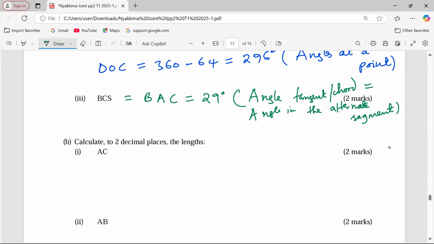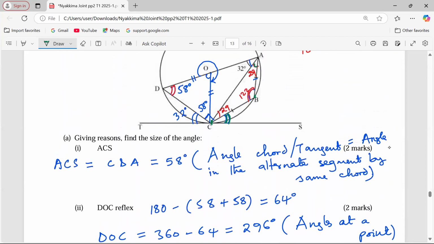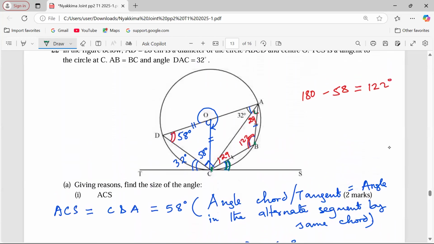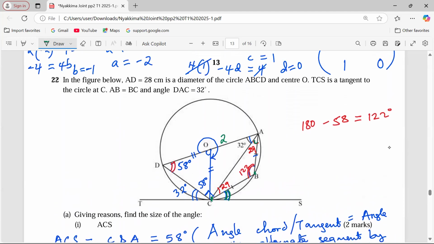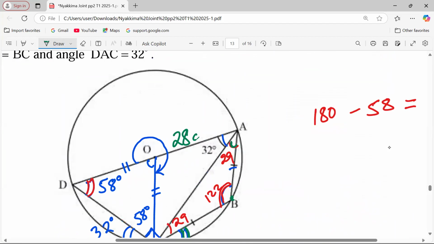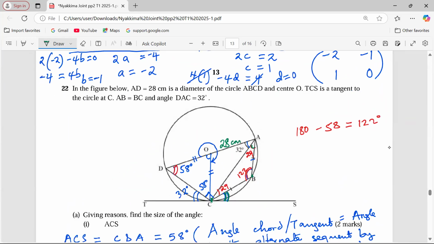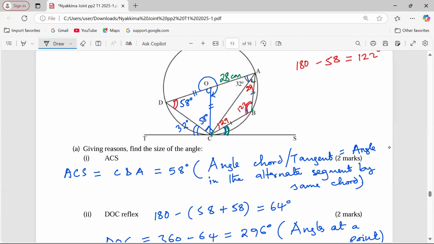Then after getting the angles, we see part B, which says calculate to 2 decimal places the length AC. We start with length AC first. For us to get length AC, we can follow several approaches. In this way, the diameter is already known to be 28 centimeters. Now that we know the diameter there, we need to work with a triangle.